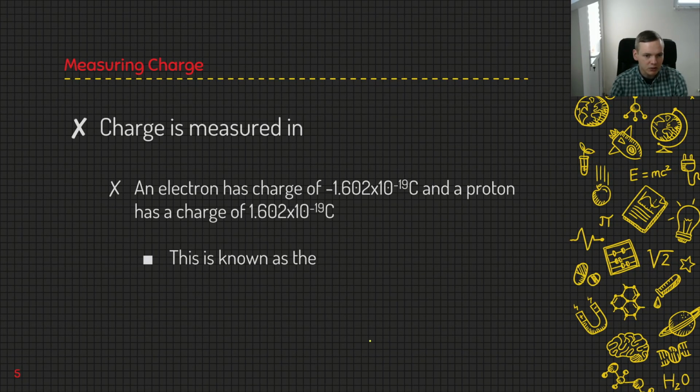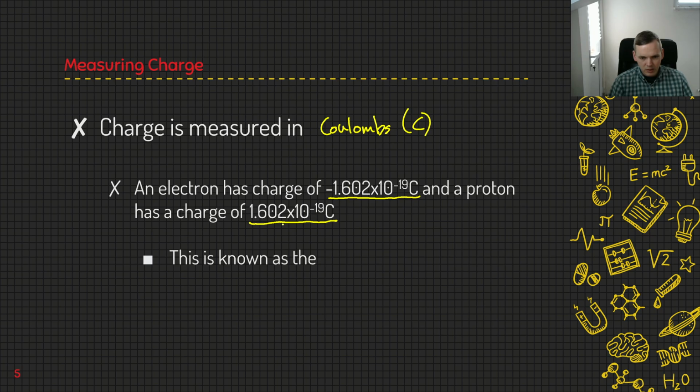So how do we actually measure charge? Well, charge is measured in coulombs, which we use a capital C for. An electron has a charge of negative 1.602 times 10 to the negative 19th coulombs, and a proton has a charge of 1.602 times 10 to the negative 19th coulombs. You'll notice it's the same, just opposite. Electrons are negative, protons are positive, and that's why all we care about is the relative number. If there's more protons than electrons, then it'll be positive. If they're about the same, then all the positives and negatives cancel out.